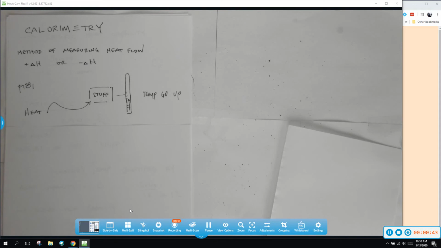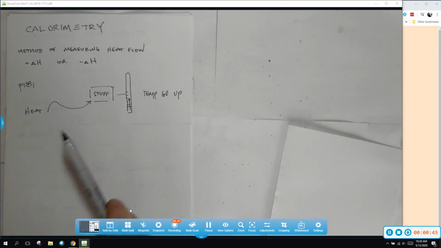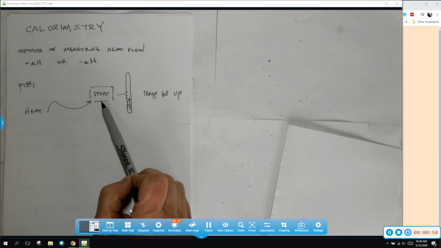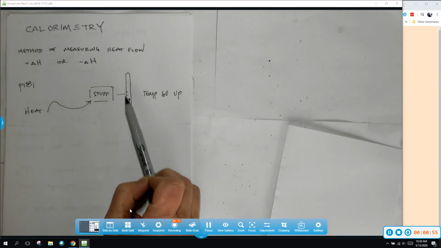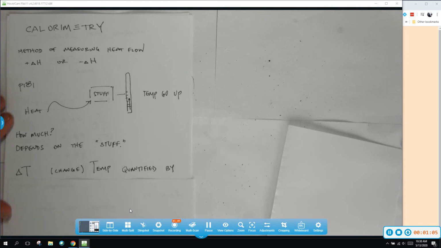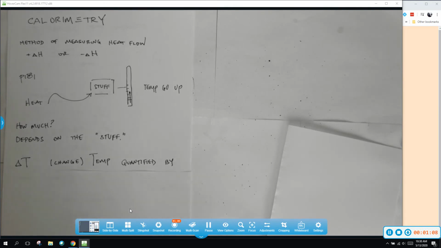And in calorimetry, what we want to do is measure the amount of heat that it takes to change the temperature of some stuff. And depending on what that stuff is, the temperature will go up a certain amount based on how much heat you put in. So how much will it go up? Well, it depends on the stuff. The change in temperature is symbolized many times by a triangle and then a capital T, and the triangle means change. So change in temperature is quantified by something called the heat capacity of the substance.